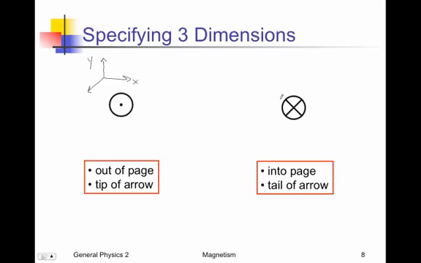In this example, this vector would be into the page, so the tip would be way into the page, and I'm seeing the tail of the vector. So here I'm seeing the tip of the vector coming towards me, and here I'm seeing the tail of the vector going away from me. And that would be, so I would specify x would be to the right, y would be up, and this would be out of the page, and this would be into the page.